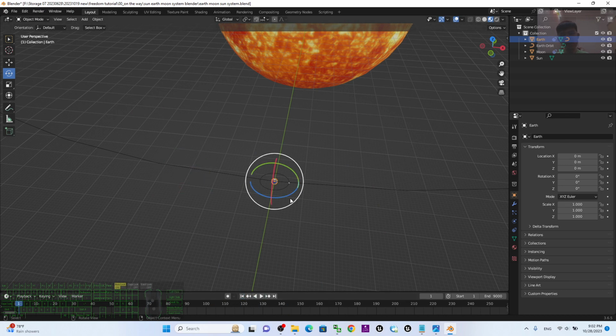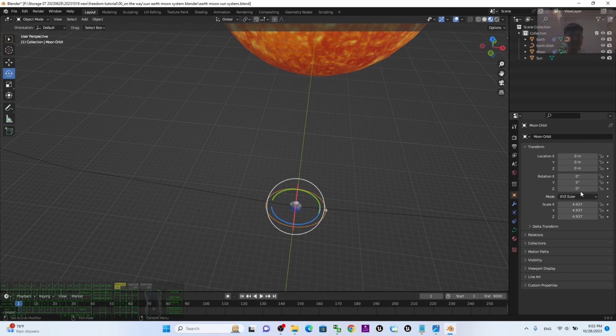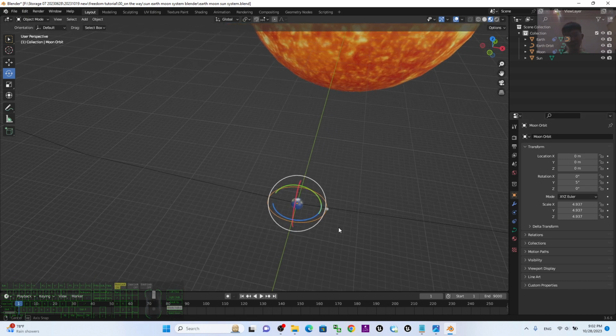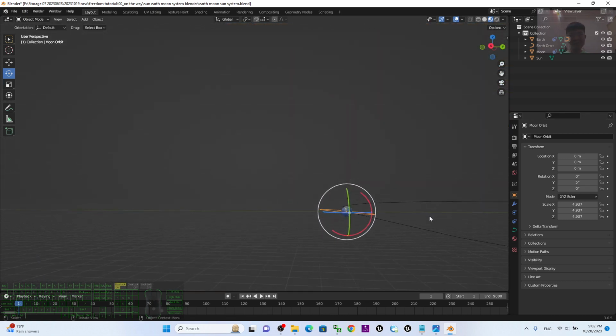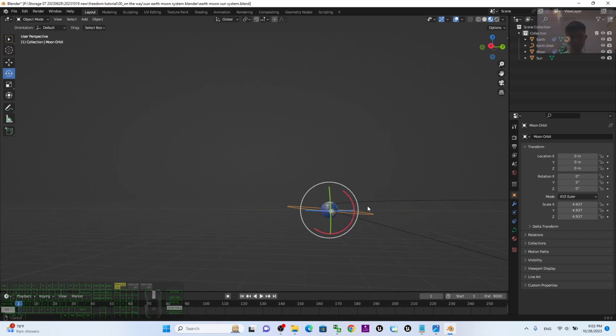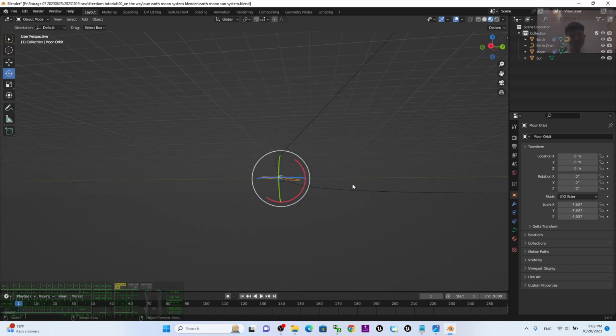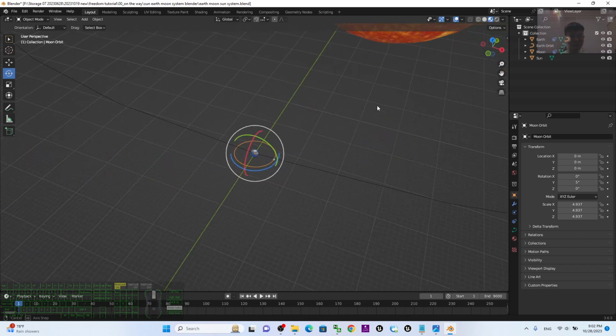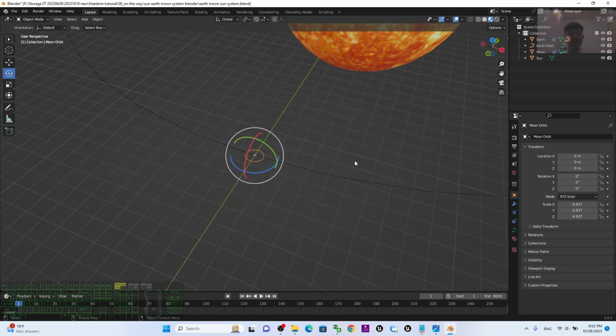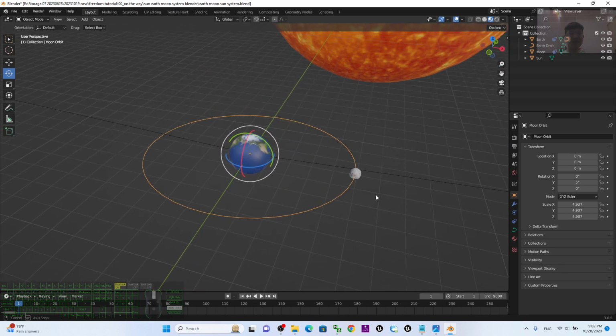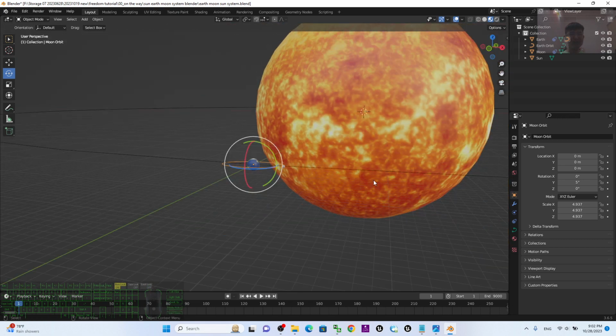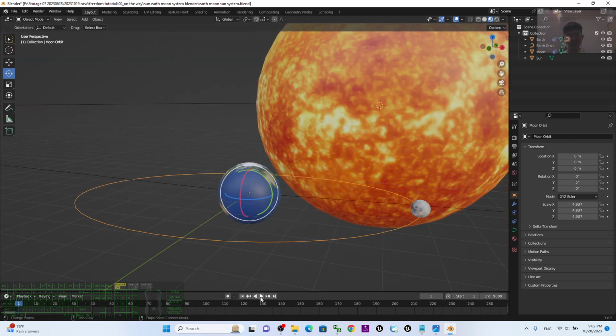At the same time, the Moon's orbit has an angle of 5 degrees like this. And this is just a fun simulation. It is not 100% accurate, but you can use it for your animations, for your 3D project, etc.